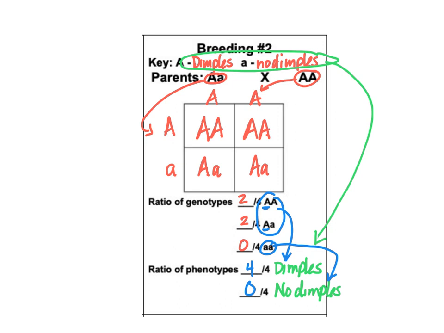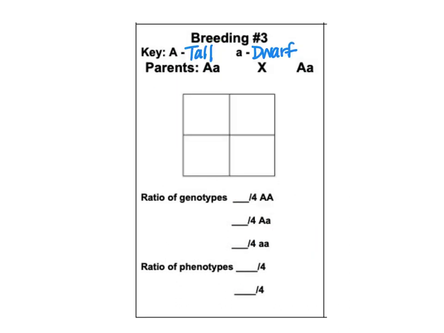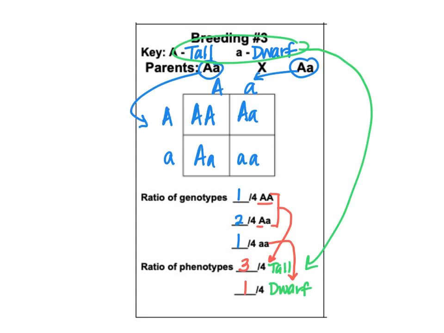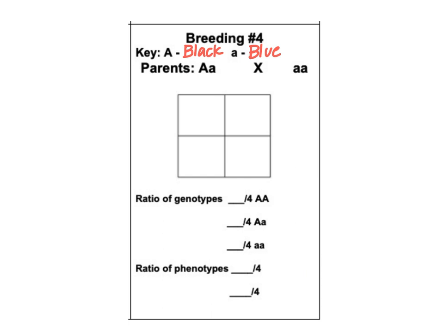So let's go to breeding pair number 3. This time we're going to breed plants. We have tall plants and we have dwarf plants. Look at the key, stop the video, work out the Punnett squares, and then check your answers. How'd you do? Let's try one more example. Let's try breeding pair number 4. This time our trait is going to be colors in certain types of chickens, which is a dominant black color and a recessive blue color. So stop the video, work out the example, and then come back and check your answers.